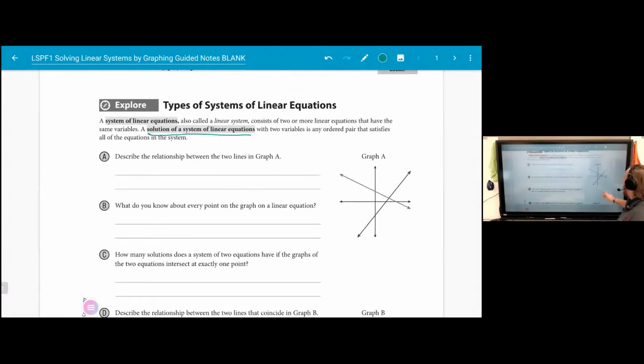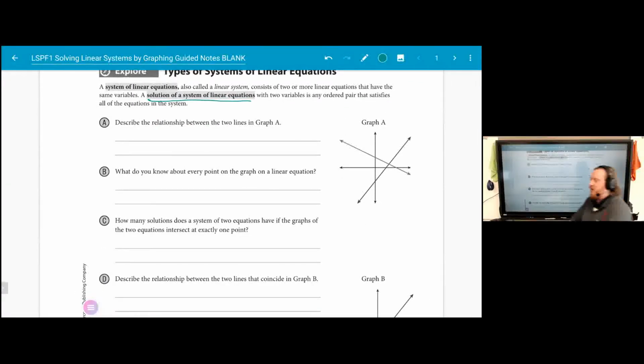If I look at graph A, I've got two lines here. Look at those two lines. Are they the same line? No. Do they touch? Yeah. Right there. And that would be my solution. If I had values in here, I could tell you what that coordinate point was, okay? If I've got two lines that intersect at one point, that's my one solution.